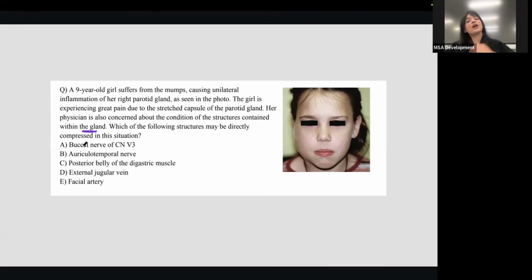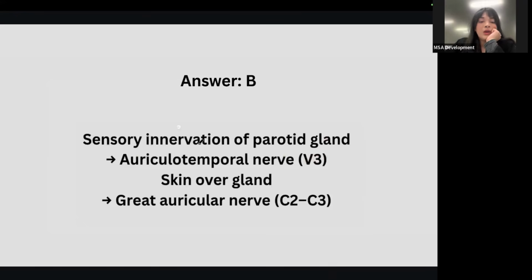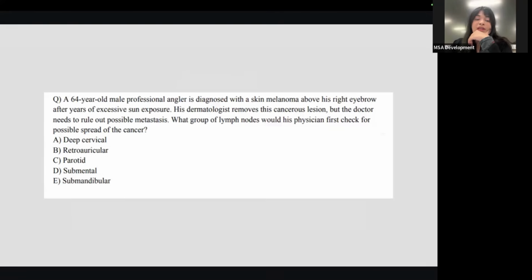So you have the buccal nerve of V3, the auriculotemporal nerve, the posterior belly of the digastric muscle, the external jugular vein, and the facial artery. What do we think the answer is? Pause and answer. It's B. Why is it B? Because of the sensory innervation of the parotid gland, the auriculotemporal nerve is inside it. And then we move on to the next question.